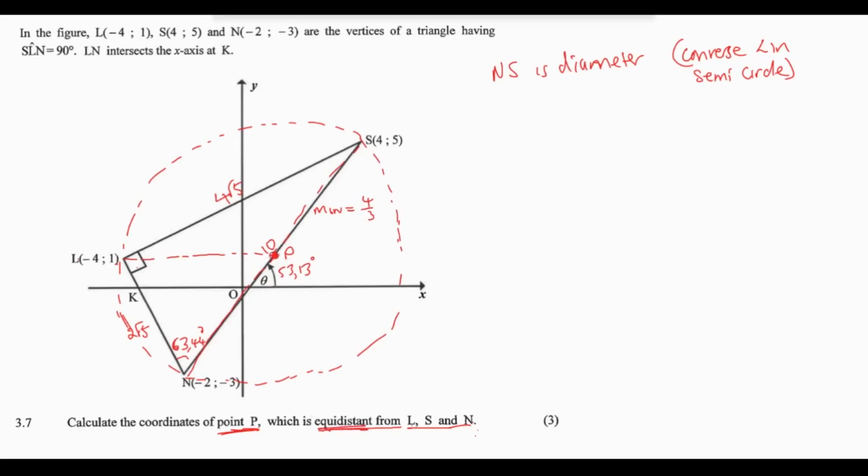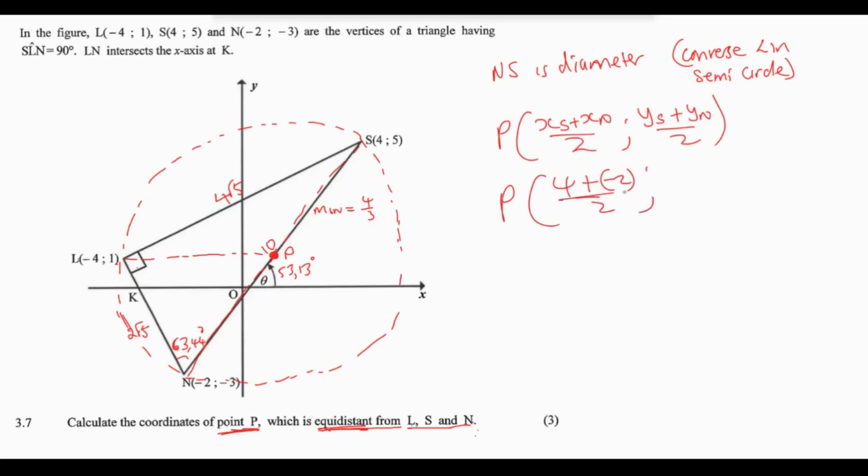Now we can find the coordinates of P, because actually P is the midpoint of NS. So we're saying P is x at S plus x at N divided by 2, and then y at S plus y at N divided by 2. So the coordinates of P are 4 plus negative 2 over 2, and then 5 plus negative 3 over 2. And then what do we get? P has coordinates of (1, 1).